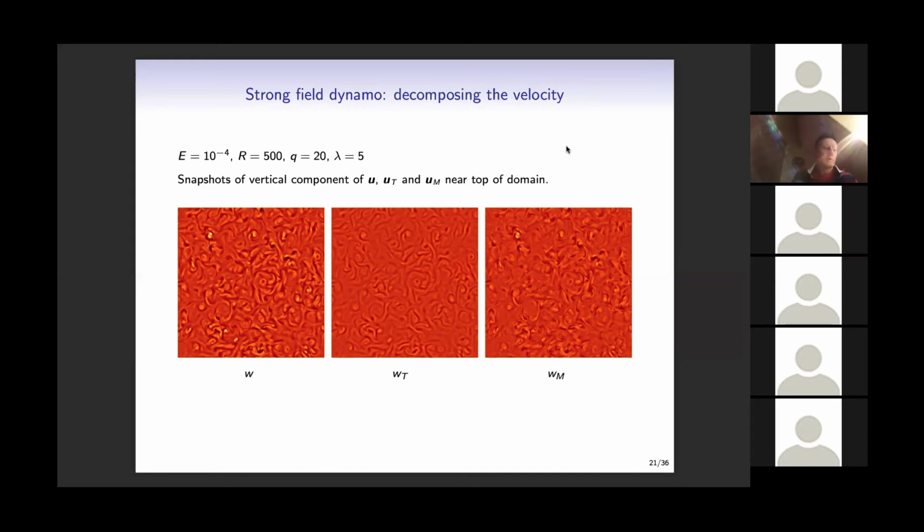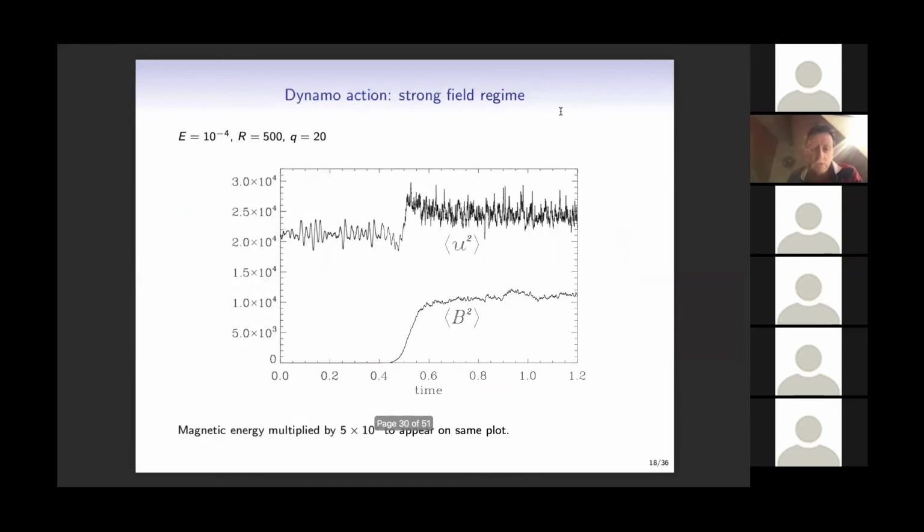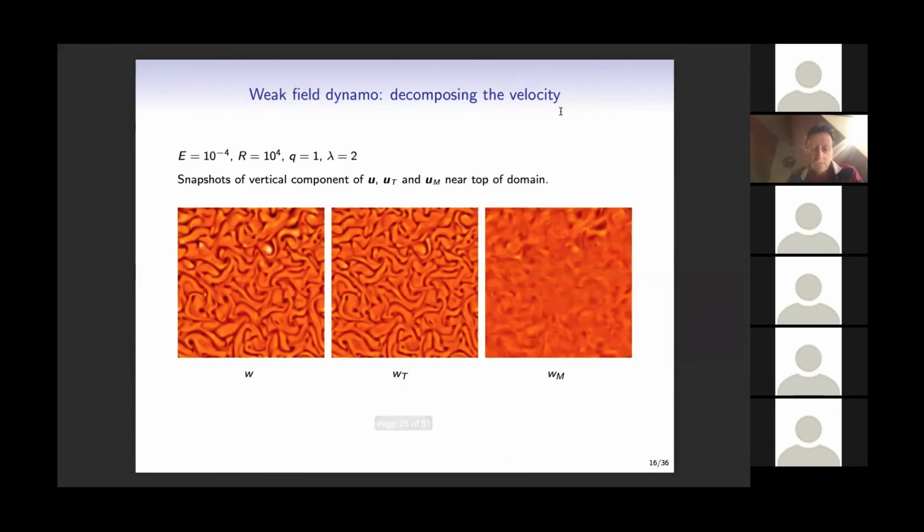Oh, well, depends what you mean. How can I compare? So the first ones here were R equals 10 to the power 4. Yes, these ones. So here the rotational constraint is not that strong. It's the same Ekman number, but a bigger Rayleigh number.